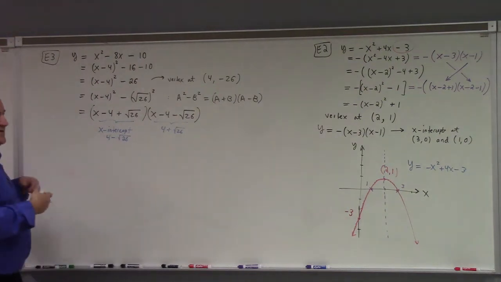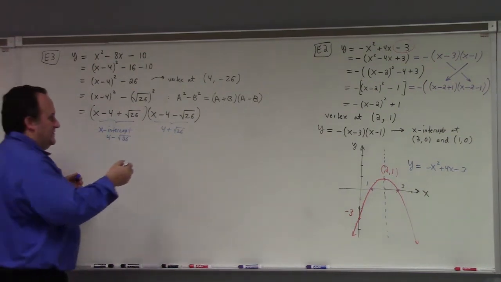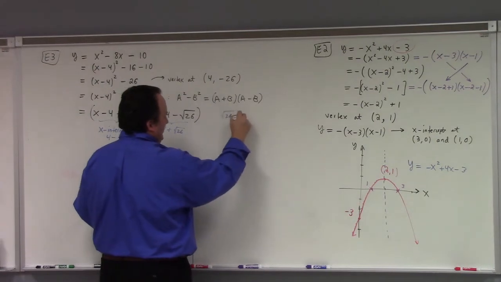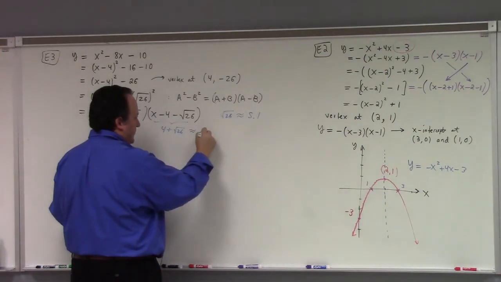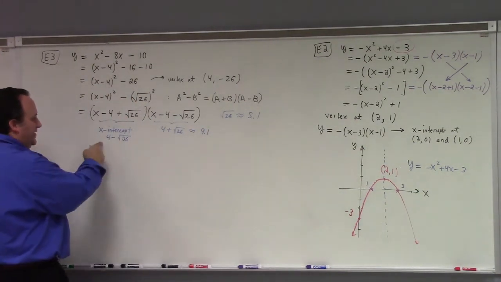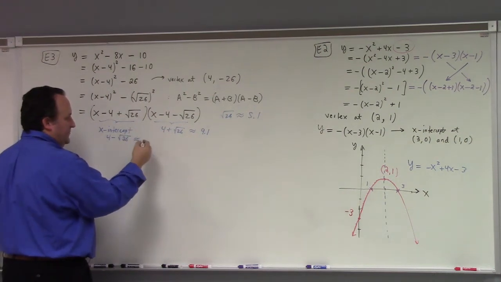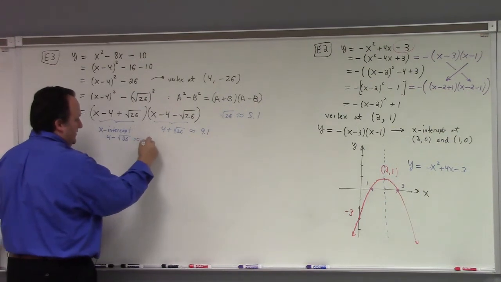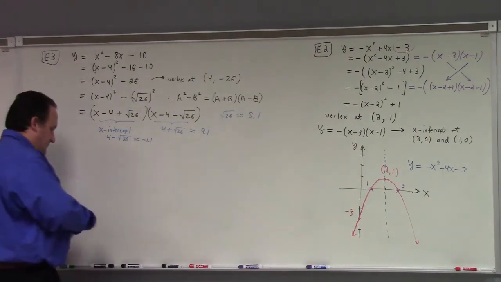Now, what is the square root of 26? It is very close to the square root of 25, right? What's the square root of 25? 5, right? So the square root of 26 is about 5.1, roughly speaking. So this is approximately 9.1, and this is approximately 4 minus 5.1, so like minus 1.1, something like that. So now that I know those, I can make a pretty decent graph, right? What's the y-intercept? Minus 10.